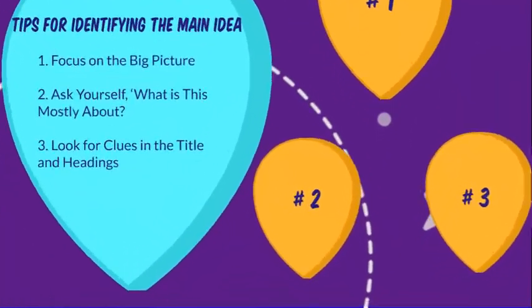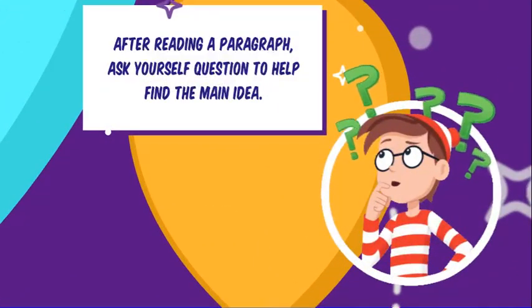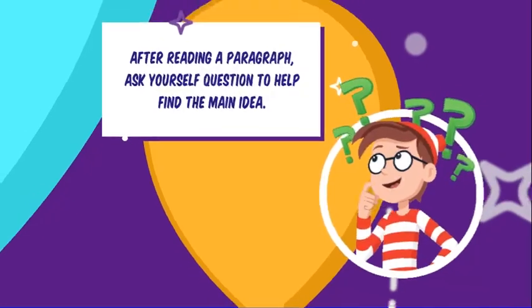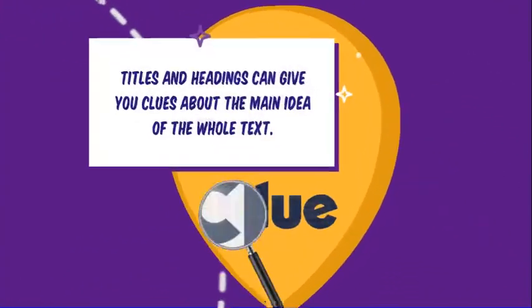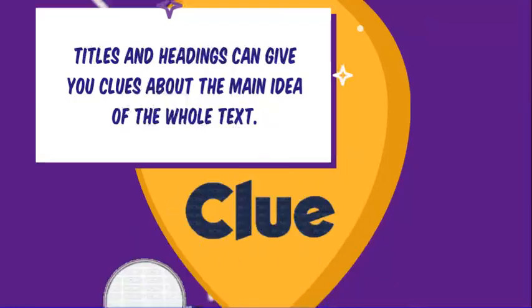Tip 2 is to ask a question. After reading a paragraph, ask yourself a question to help. What question? What is the purpose of this, or what is this paragraph about? If you ask this question to yourself and you find the answer there, it will help you find the main idea. And the last tip is titles and headings.